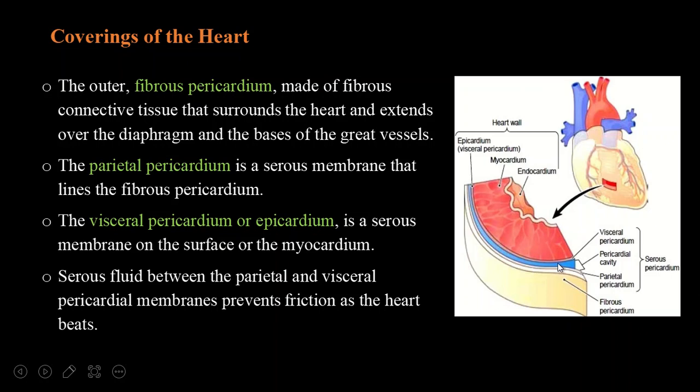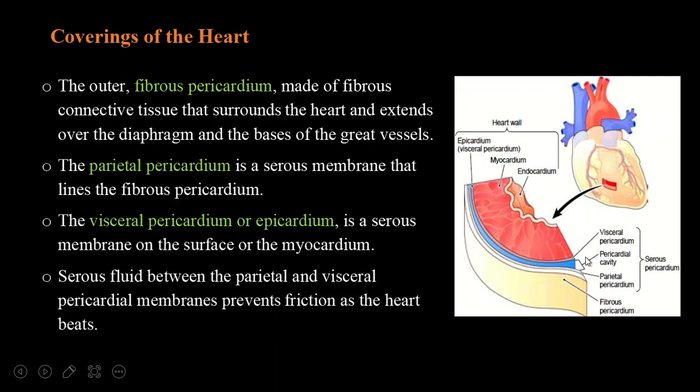It is made of serous membrane. So we also have the visceral pericardium or the epicardium. It is a serous membrane on the surface of the myocardium. This is the myocardium. This muscle here is the myocardium. So the visceral pericardium or the epicardium is on the surface of this myocardium. Ito. This is the epicardium or the visceral pericardium.